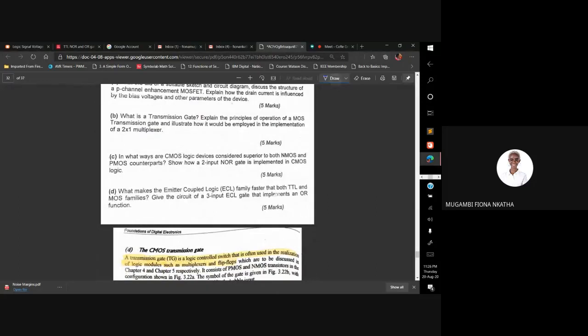Then this was a question I don't know: give a circuit of a 3-input ECL gate to implement an OR function. We haven't answered this one yet. So can you help us with this one too.